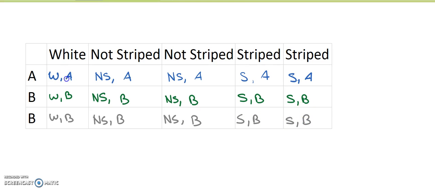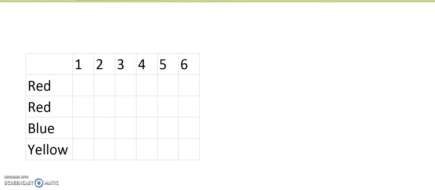In total, I've got 1, 2, 3, 4, 5, 6, 7, 8, 9, 10, 11, 12, 13, 14, 15 possible outcomes, which makes sense because I have 5 on my first spinner and 3 on my second, and 5 times 3 is 15. Let's take a look at our second problem.